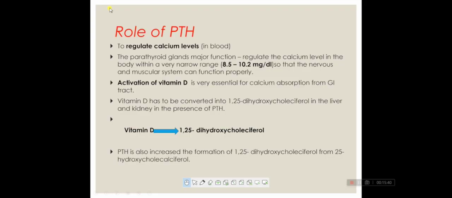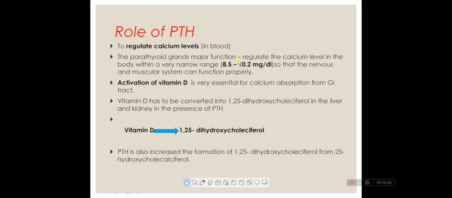Now let's have a look at the role of PTH. The role of parathyroid hormone is to regulate the calcium levels. Its major function is to regulate the calcium levels in the body within a very narrow range, which is 8.5 to 10.2 mg per deciliter. This is the normal reference range for the calcium levels in the blood.